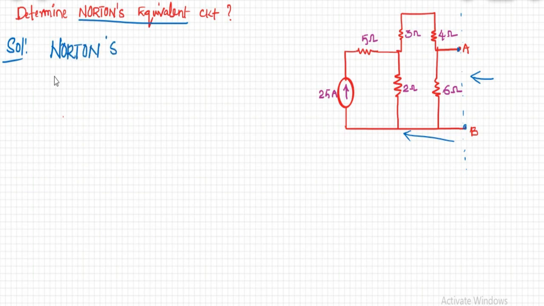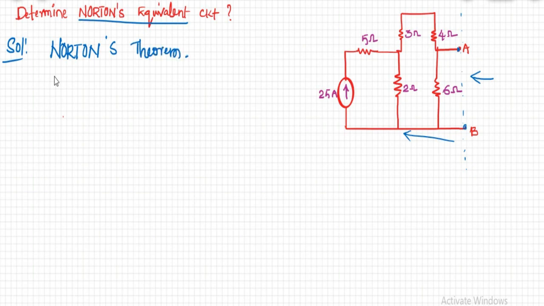Norton's theorem states that any linear two-terminal network having voltage sources, current sources and resistances can be replaced by a simple network having a current source in parallel with a resistor. So what is the current source value? It is the short circuit current between A and B terminals, and the resistance is the equivalent resistance. So we are going to do Norton's theorem here.